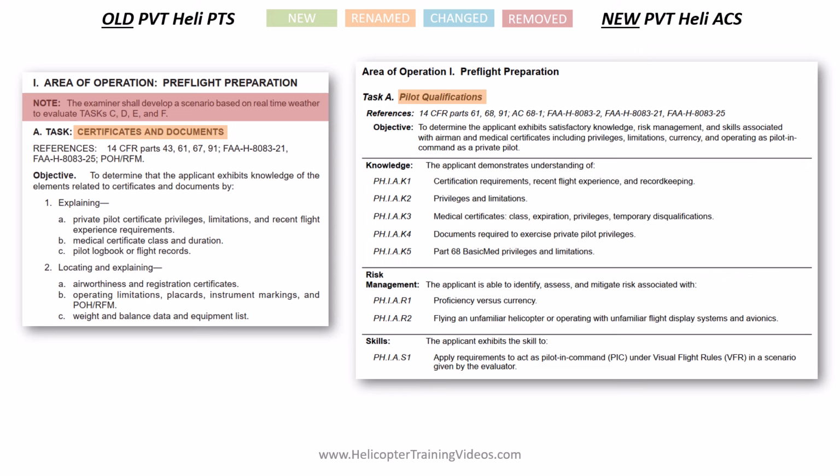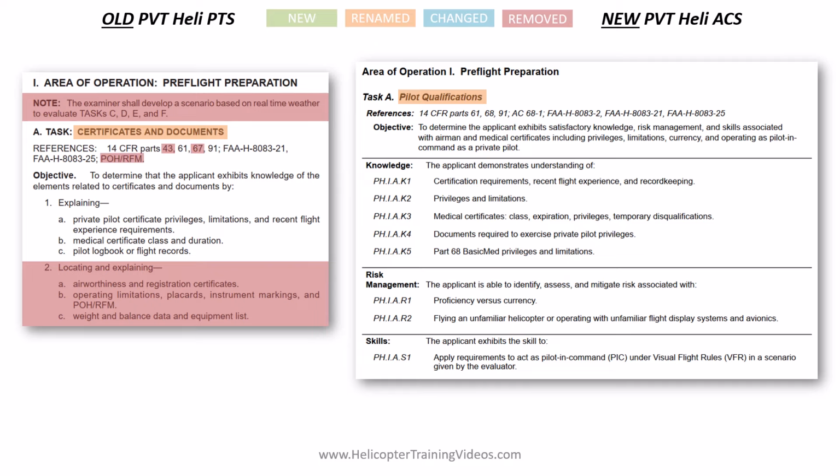The entire ACS is basically scenario-based, where the examiner is going to use real-time weather or conditions that they provide to build the scenarios. But like I said, the task title has changed, and the reason is that they've removed the section that talks about the airworthiness of the aircraft or the aircraft documents. So that's been put into the next task, Task Bravo. This task now is purely focused on pilot qualifications.